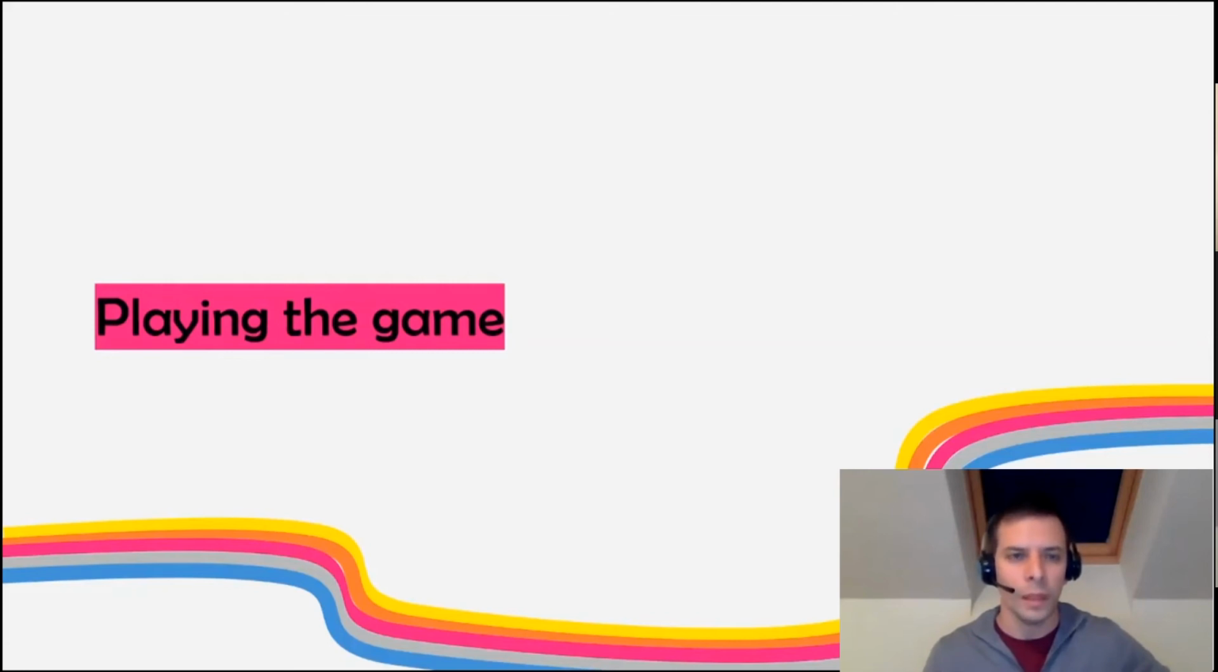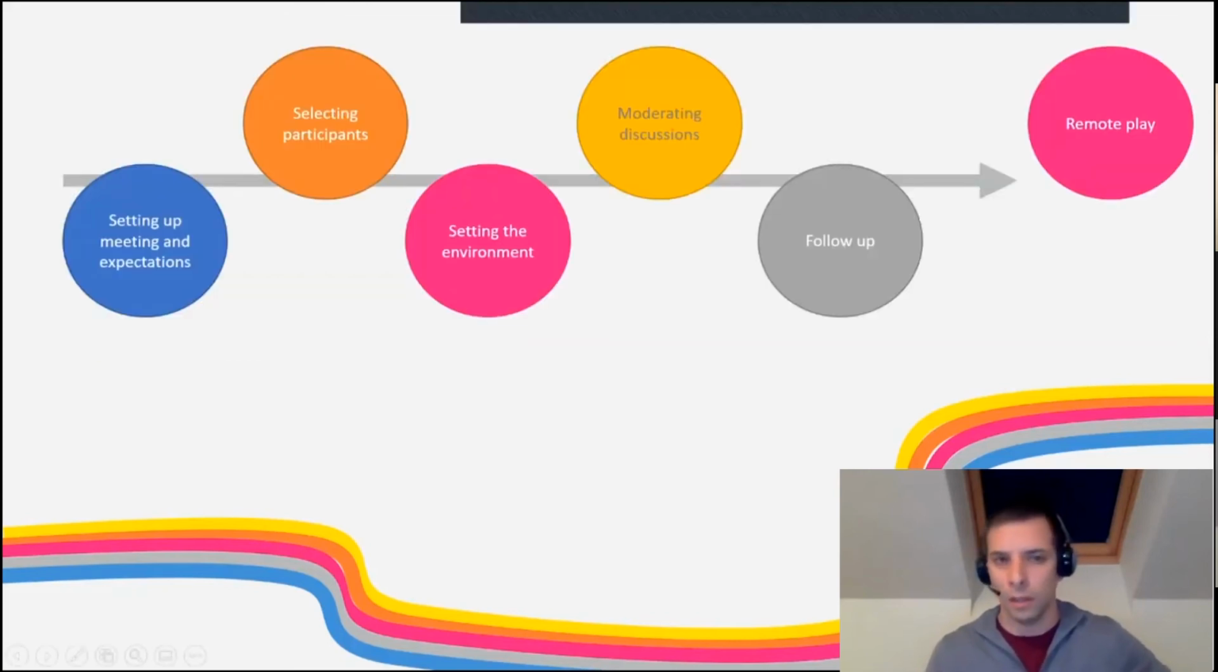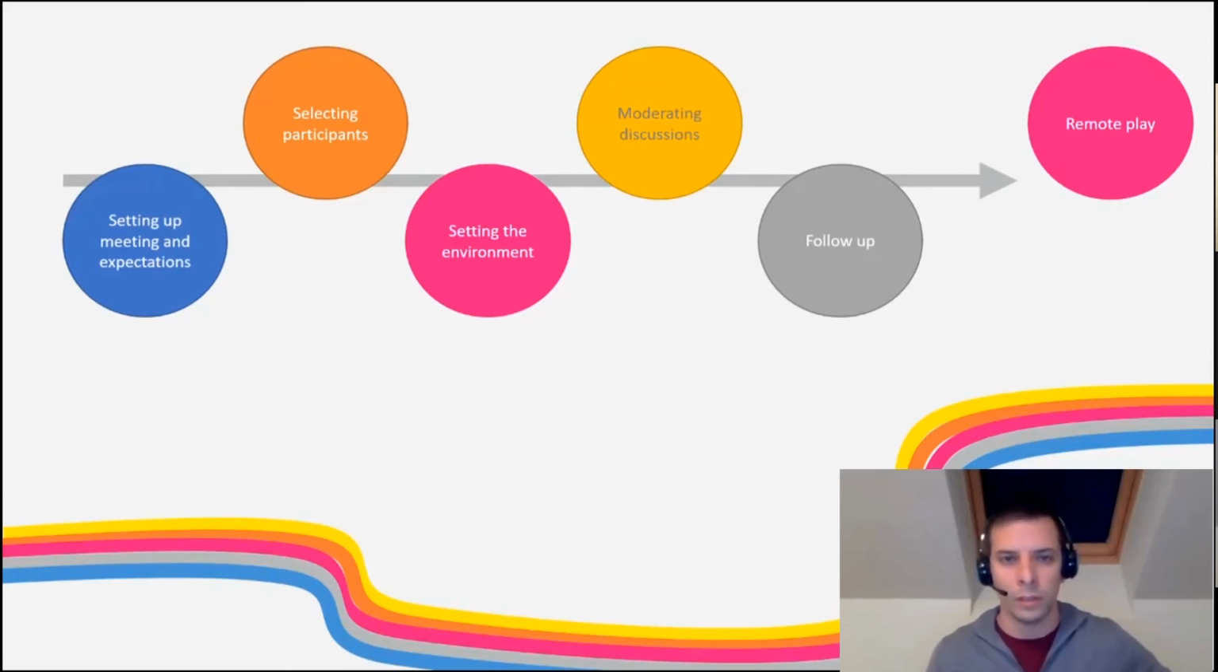using it. And basically, I'm going to go through the life cycle of running a session, which starts with setting up the meeting and setting expectations for the participants, selecting your participants. Then once in the session, setting the environment, setting a constructive mood, tricks to moderate the discussions, and then after the session, what kind of follow-up to do to make sure that you actually take benefit from this exercise. And then, as most of the people have or are working from home, see how you can still use elevation of privilege these days.